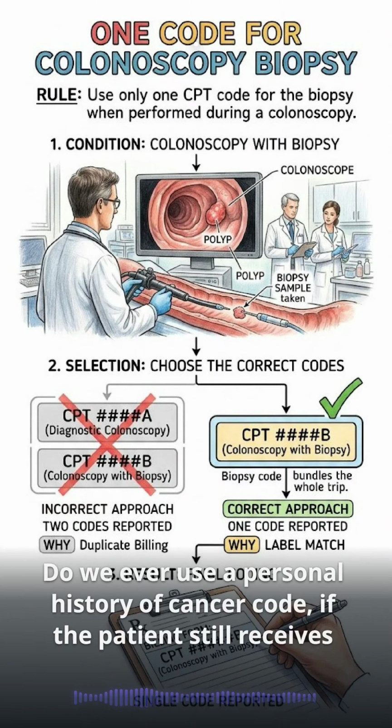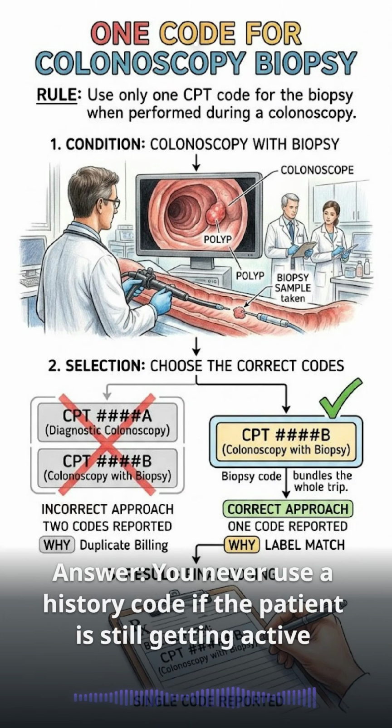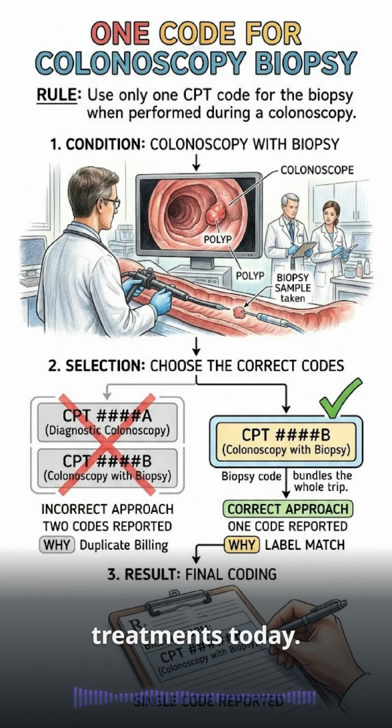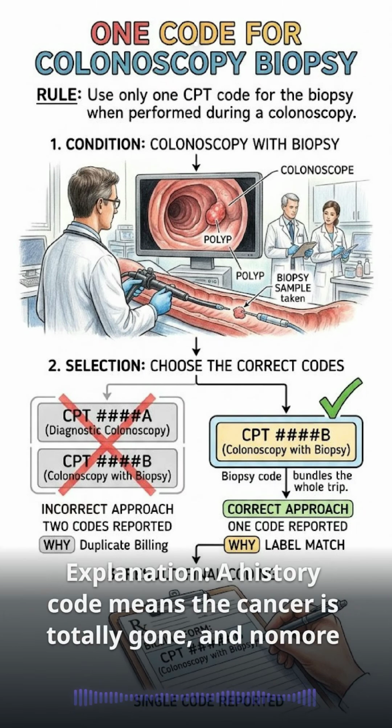31. Do we ever use a personal history of cancer code, if the patient still receives treatment? You never use a history code if the patient is still getting active cancer treatments today. A history code means the cancer is totally gone, and no more treatment is needed anywhere.